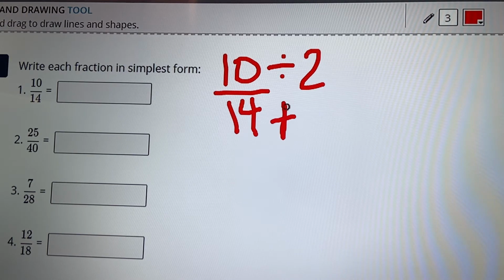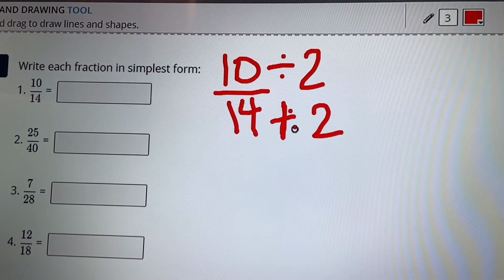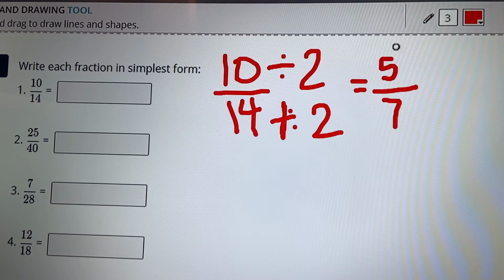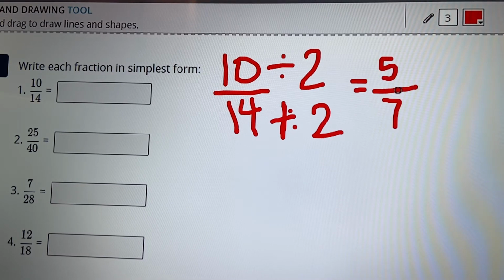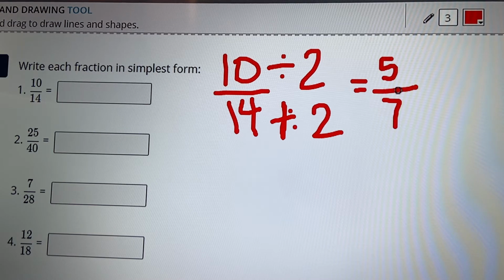Whoa, that was supposed to be a division. Okay, divide. Divided by 2. That's kind of like a crazy little symbol there. So 10 divided by 2 is 5. And 14 divided by 2 is 7. Now, always look at that answer to see if there's something else I can simplify. Like if those had both been even numbers again, or if they had been numbers I could divide by 3, but they're not. 5 and 7 have no common factors. So that is my answer.